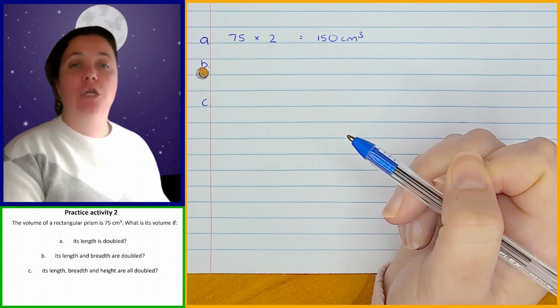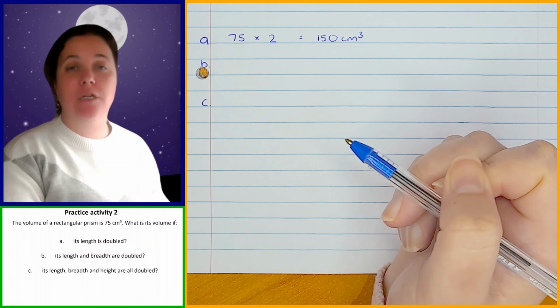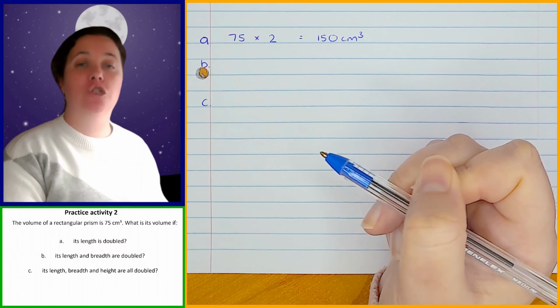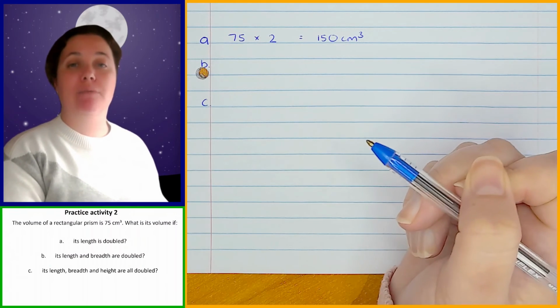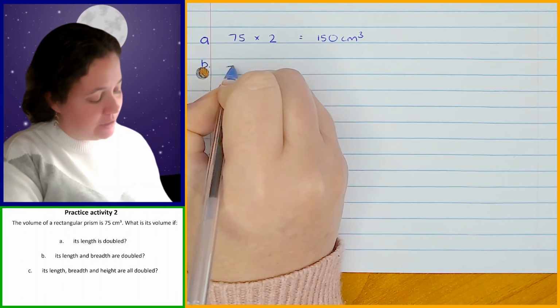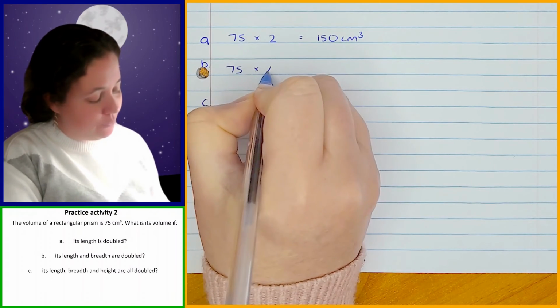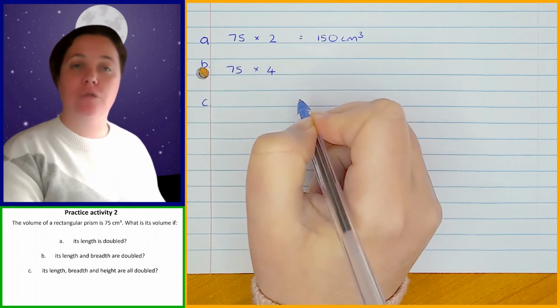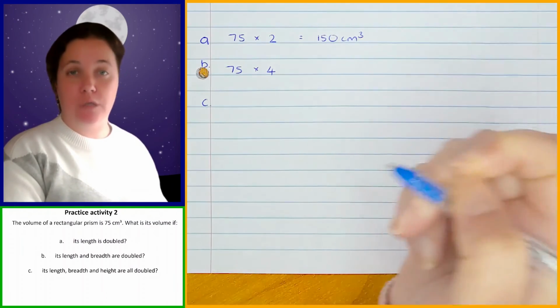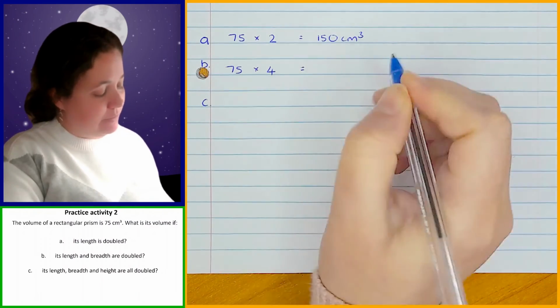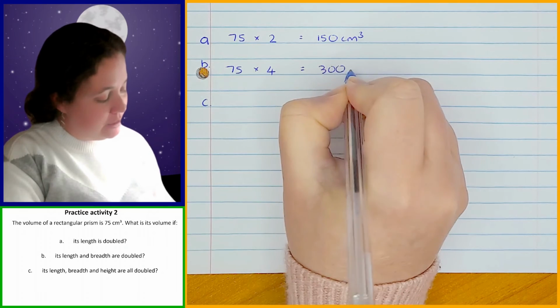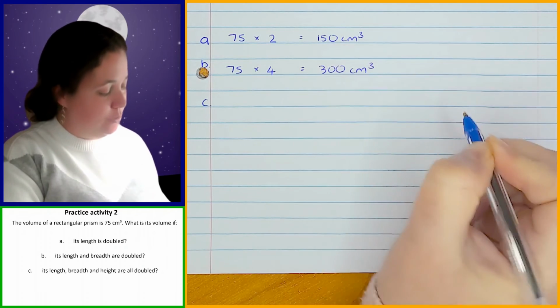Now, in this case, 2 dimensions are being doubled. That means that I have to multiply by 2 twice, which is the same as multiplying by 4. So I've got 75 times 4, or you can say times 2 times 2, or you can say times 2 squared. Okay, and that gives me 300 centimeters cubed.